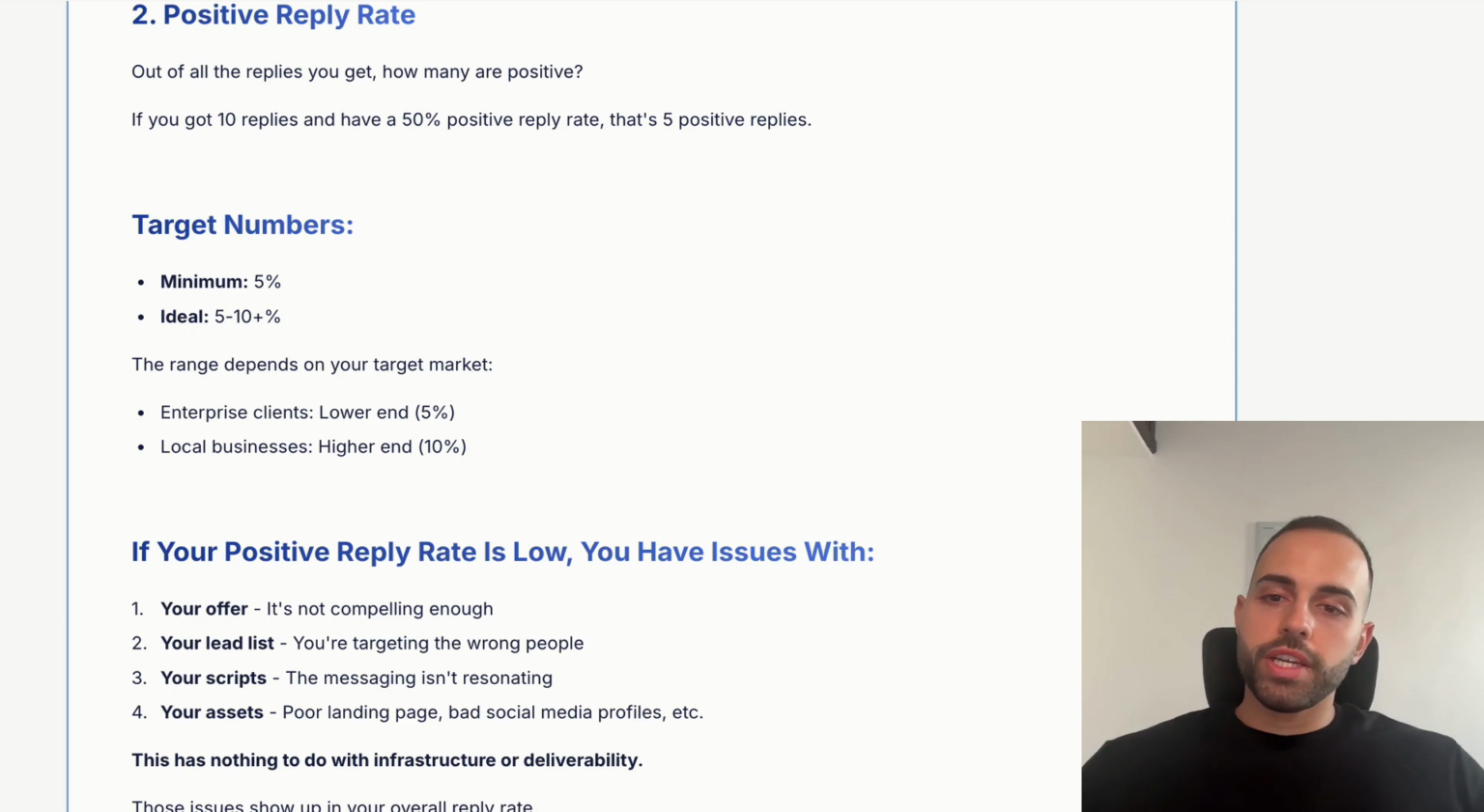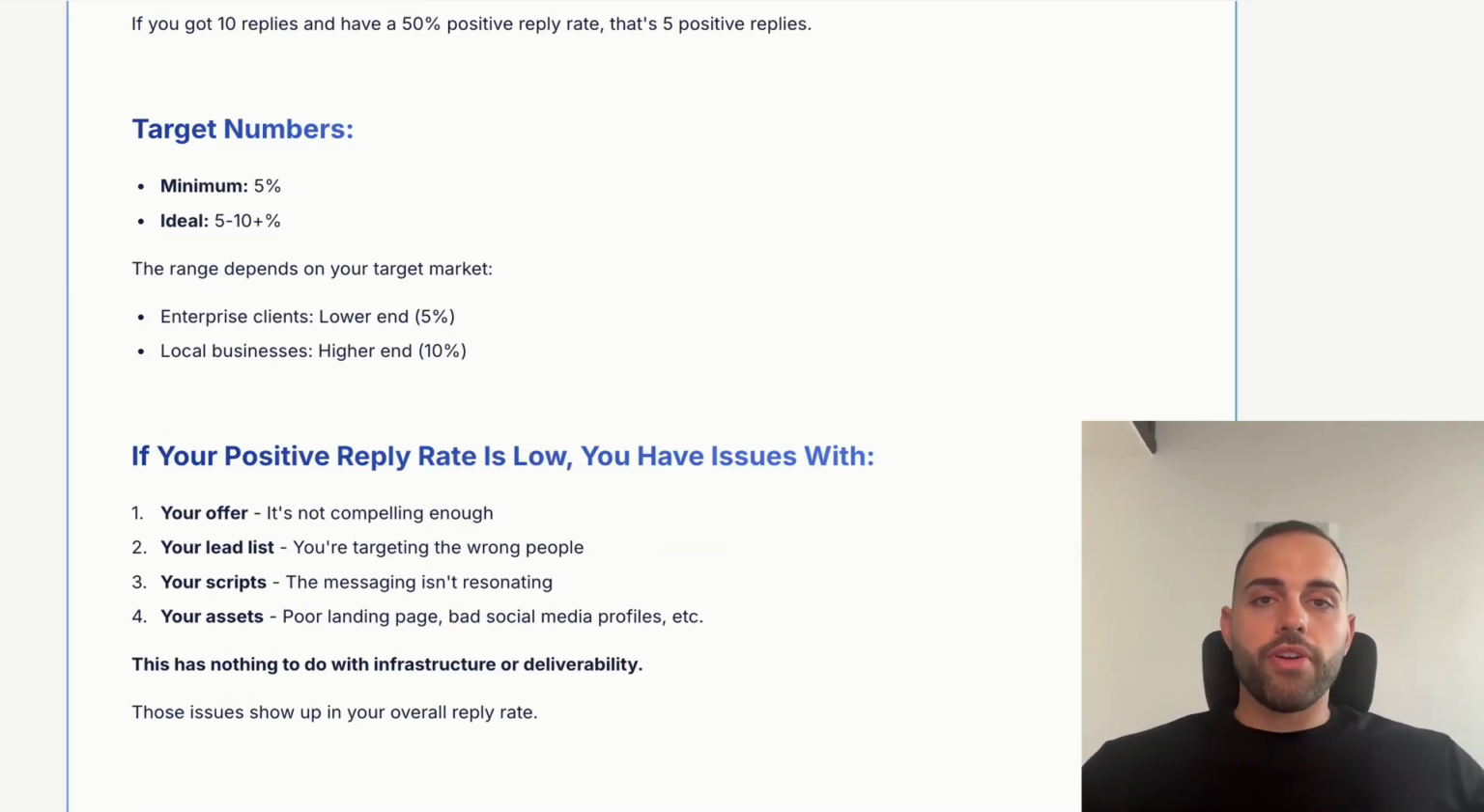So target numbers here are minimum 5%. Ideally, you want to be more than 5 to 10%, but the range here depends on your target market. So typically, if you're going after enterprise clients, we usually see a lower positive reply rate than if you're going after smaller businesses. So here, it really depends on your ICP, who you're reaching out to, what your offer is, so what exactly you're selling as well. But typically speaking, if you're above 5 to 10%, then it means that you're doing something right.